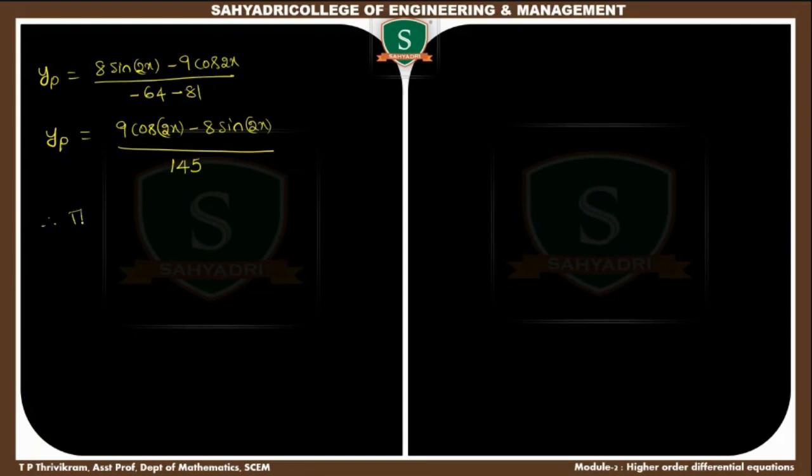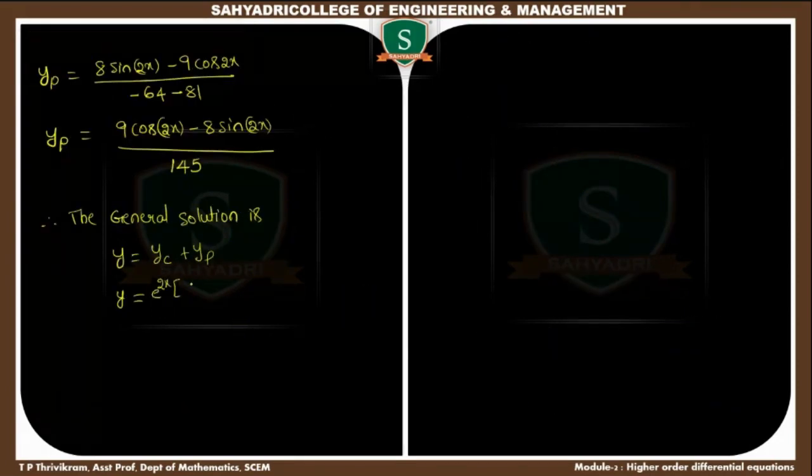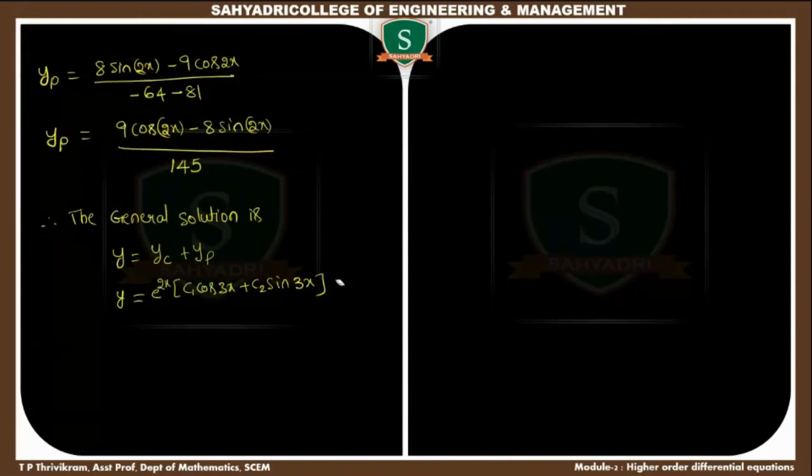So therefore the general solution is, how much? y is equal to yc plus yp. Therefore, y is equal to yc, e power 2x into c1 cos 3x plus c2 sin 3x, okay, plus, here I'll write plus 9 cos 2x minus 8 sin 2x divided by 145.